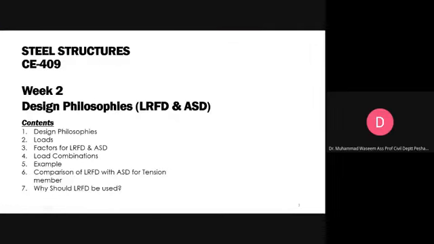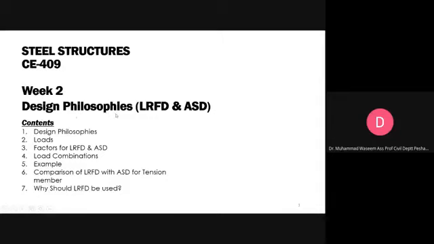Bismillahirrahmanirrahim. Welcome to week 2 in steel structures. In this lecture we will talk about the design philosophies which we will follow for the design of steel structures. In the coming classes, we will discuss the design of different structural steel members like tension members, compression members, and beams. In order to design those members, we have to follow certain procedures or design philosophies. So we will discuss those philosophies in this lecture. This is the main objective of this lecture.